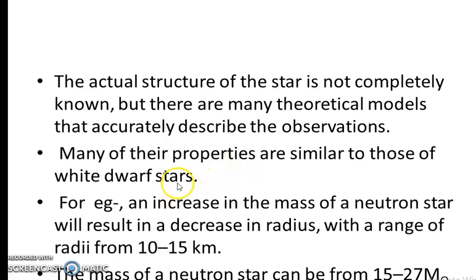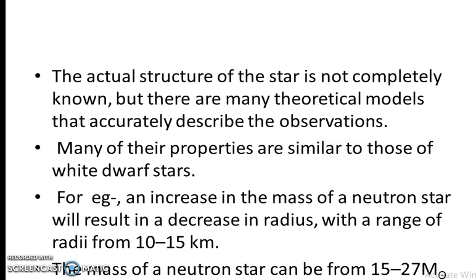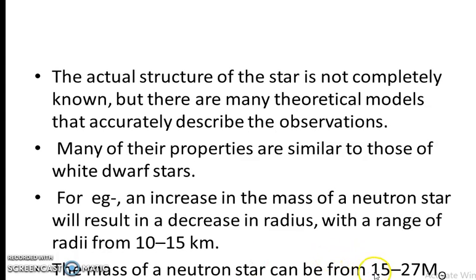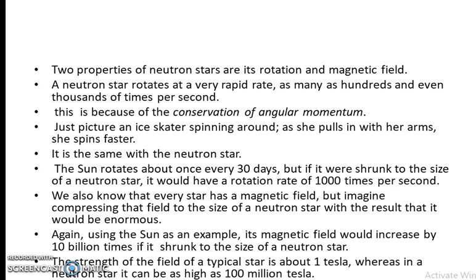So we know that when we increase the mass of the white dwarf, its radius decreases. Similarly, an increase in the mass of the neutron star will result in the decrease of radius of the order of 10 to 15 kilometers, and the mass of the neutron star is of the order of 1.5 to 2.7 times the mass of the sun. All these are values obtained from theoretical predictions. So there are two properties of neutron stars. One is its rotation, and second one is its magnetic field.